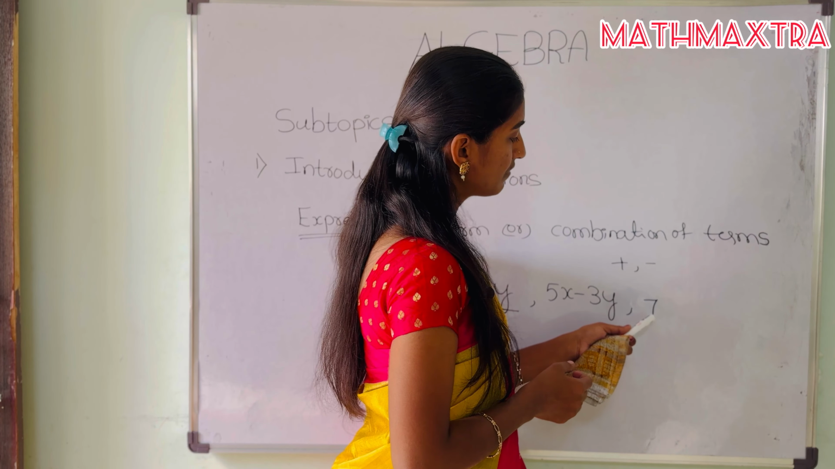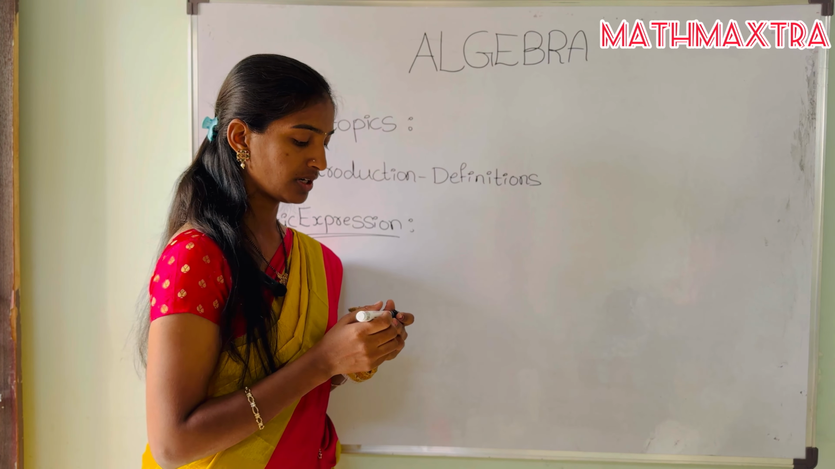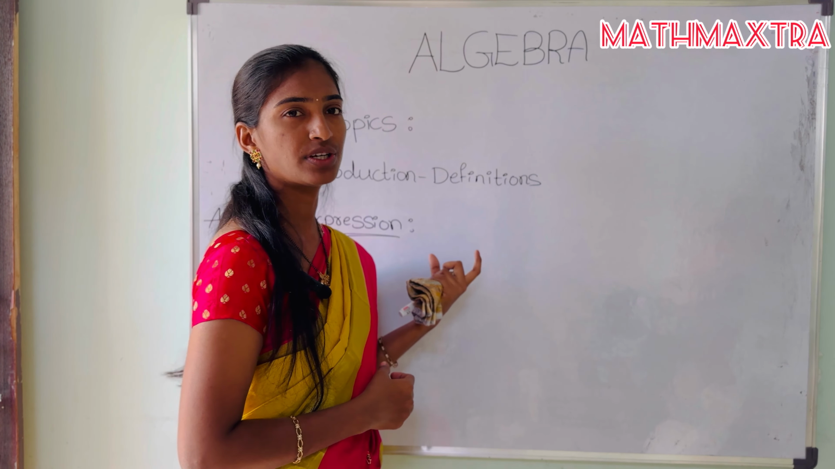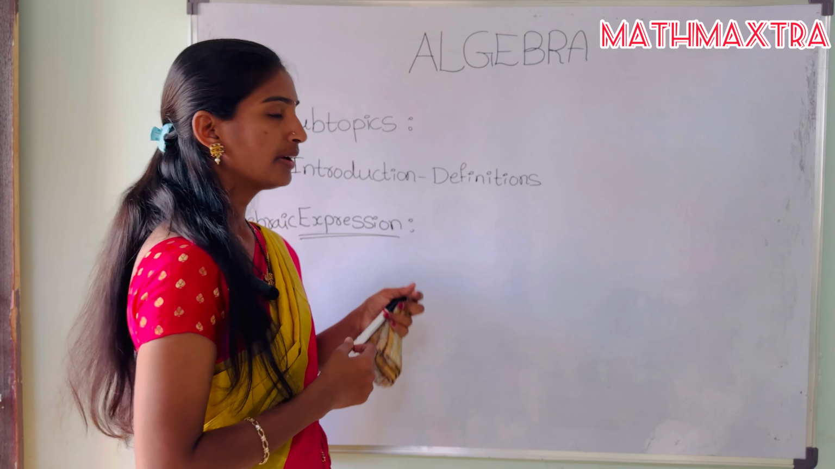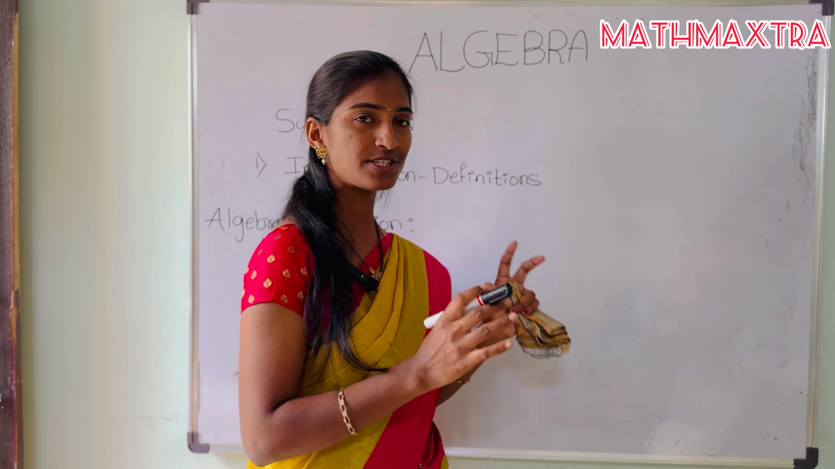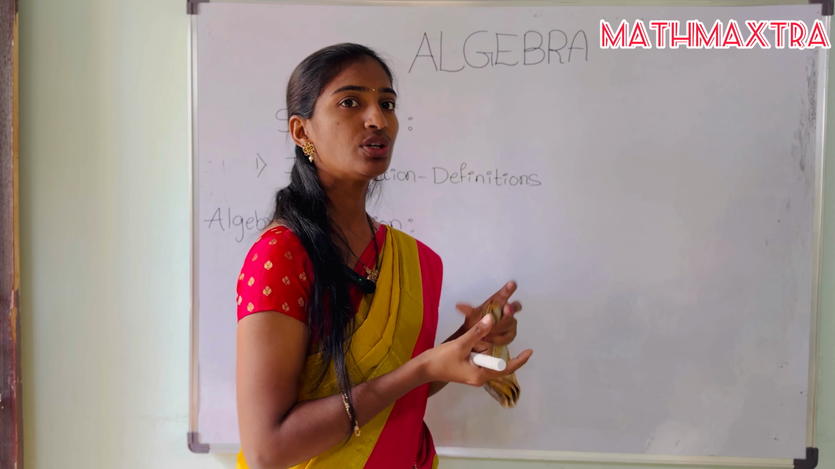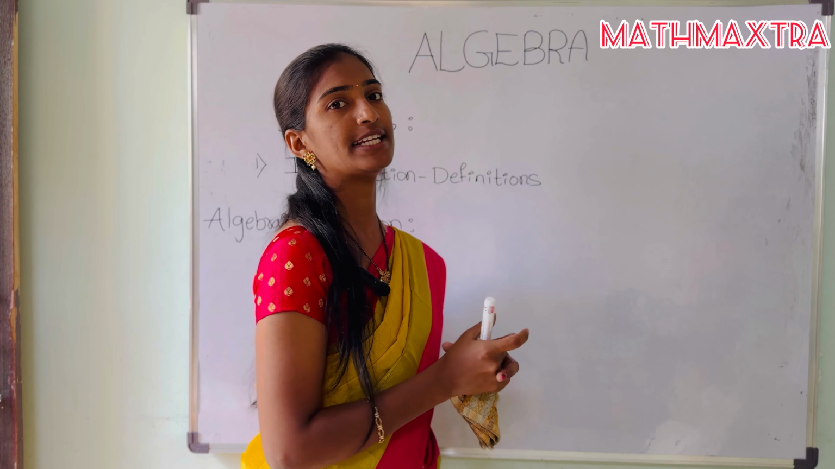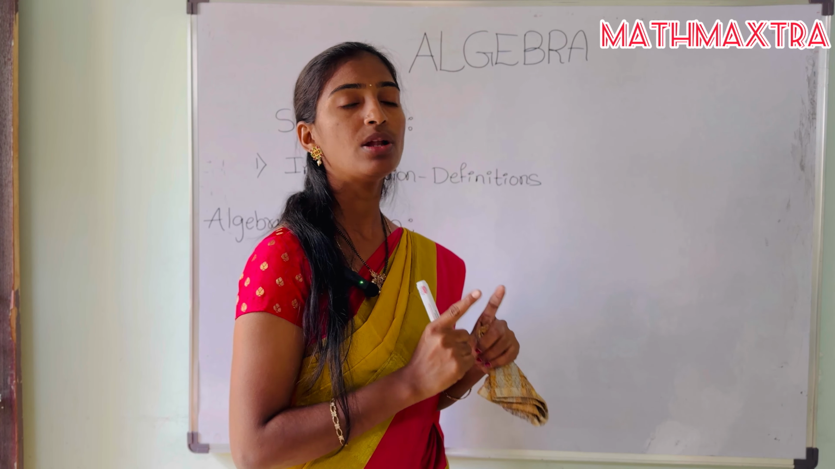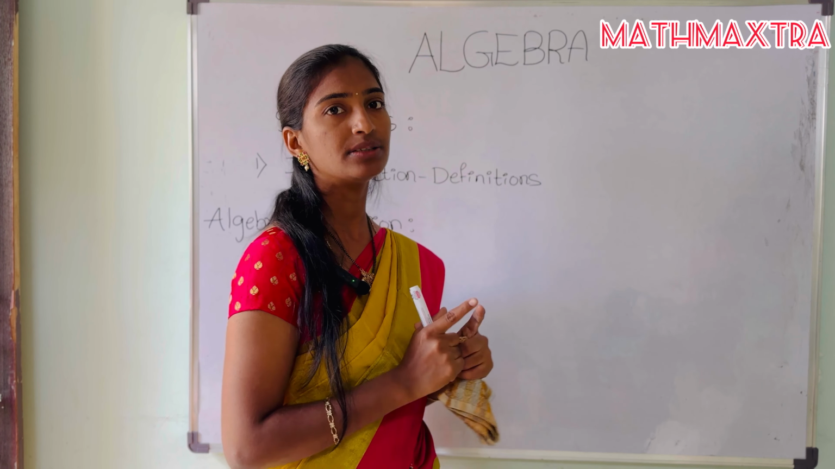Our next definition is algebraic expression. It is nothing but an expression which contains at least one algebraic term, meaning at least one variable should be present. So if the expression contains at least one algebraic term, then we call that expression an algebraic expression.